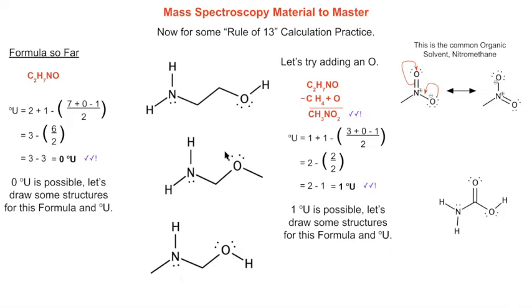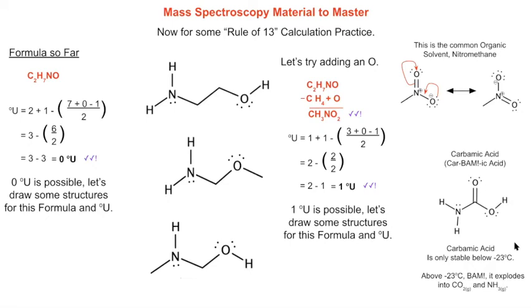Here's another example of this formula. It has 1 pi bond and looks good. And this is a very reactive molecule. It's called carbamic acid. So it's carbamic acid because it likes to go bam. If you heat it up above minus 23 degrees Celsius, it explodes. Bam. So not a very stable molecule. It explodes to carbon dioxide and ammonia. But if you have it in like a dry ice acetone bath, which is minus 78 degrees Celsius, you can have it not explode on you, but let it warm up. Boom. It's gone. Yep. All right.